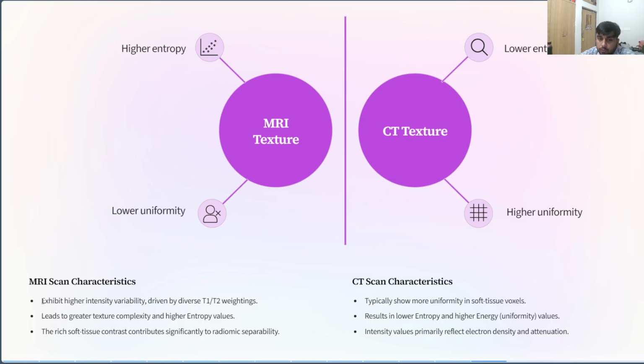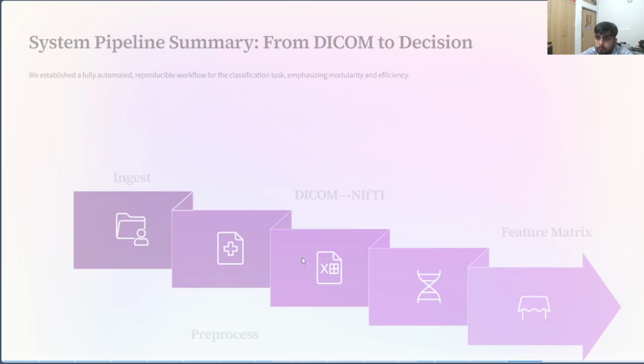MRI's main characteristic is that it exhibits higher intensity variability, driven by diverse T1 and T2 weightings. This led to greater texture complexity and higher entropy values. The rich soft tissue contrast contributes significantly to radiomic separability. CT scan characteristics: CT typically shows more uniform soft tissue voxels, resulting in lower entropy and higher energy values. Intensity values primarily reflect electron density and attenuation.